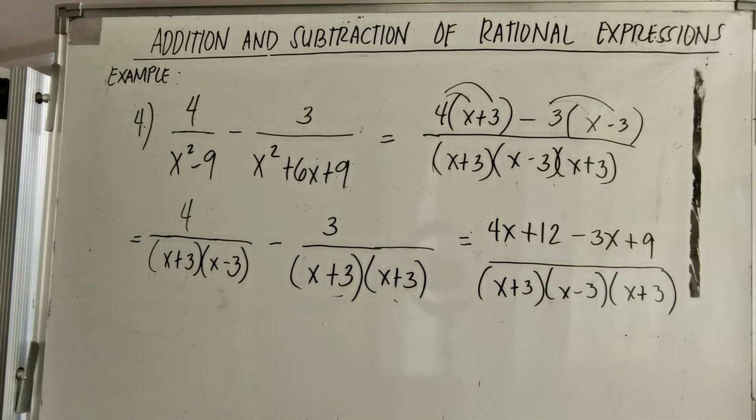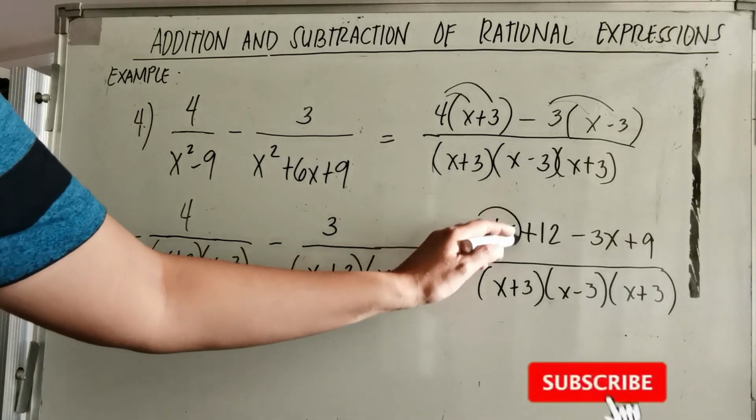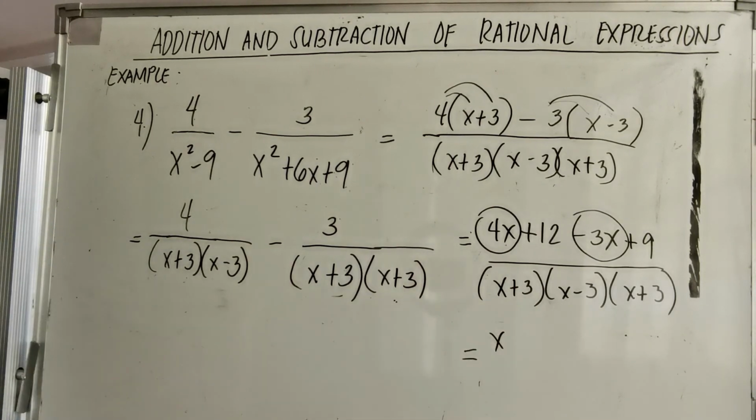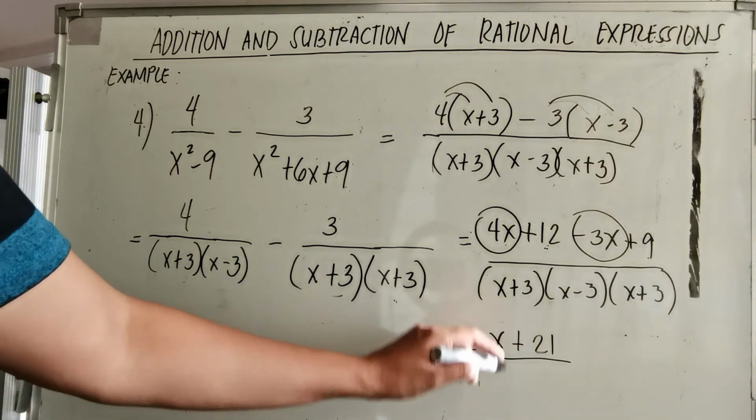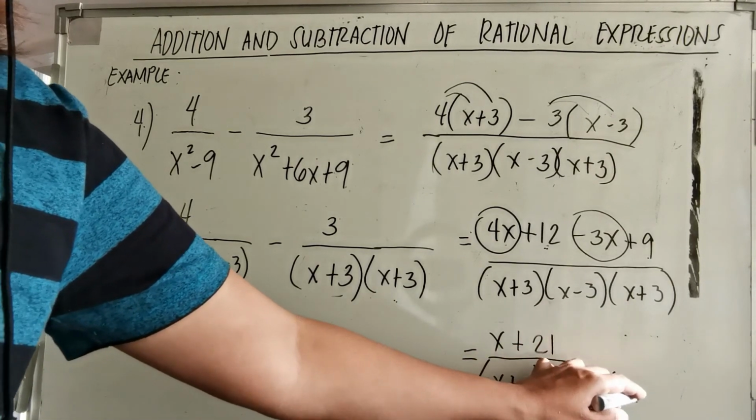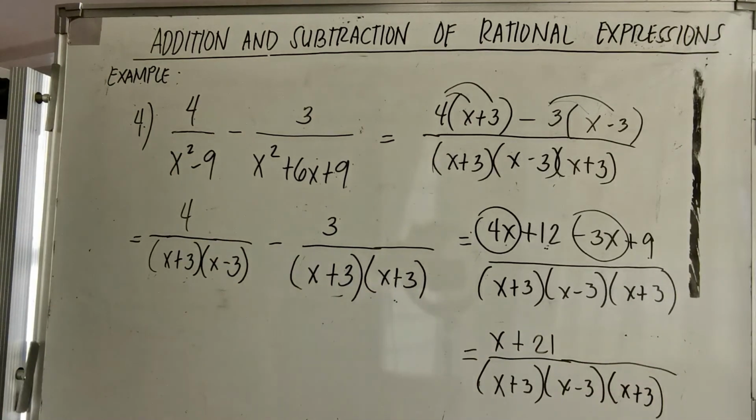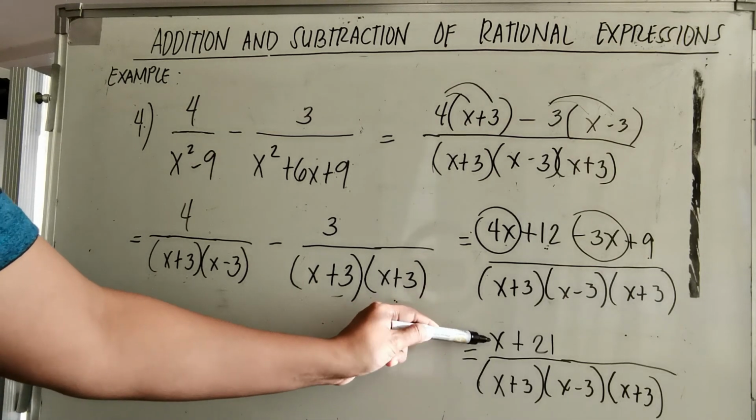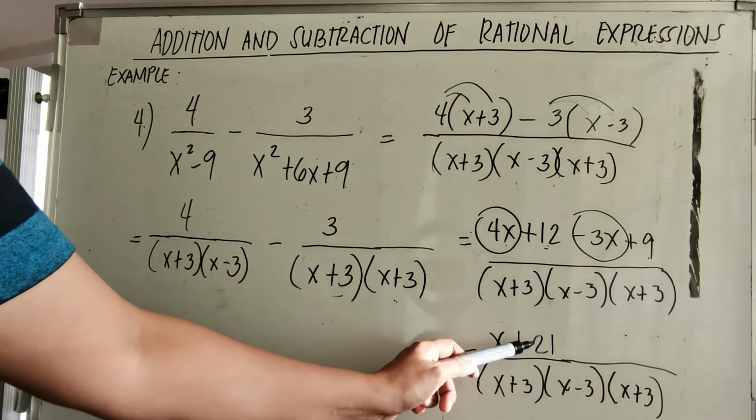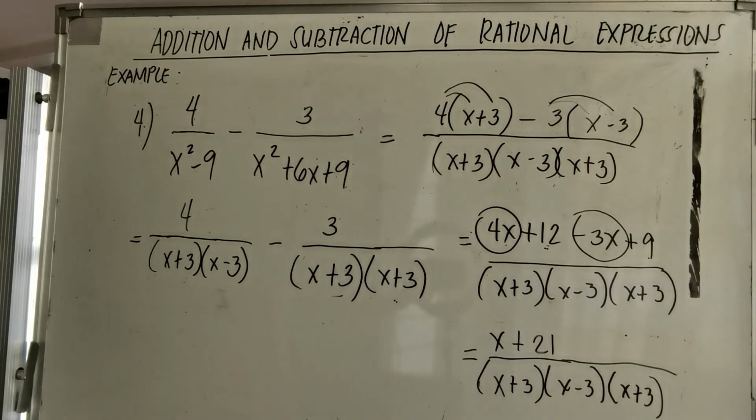Simplify natin yung ating numerator. So, meron tayong 4x minus 3x. Like term, so 4x minus 3x, we have x. And 12 plus 9 is positive 21. Over, ang ating denominator, x plus 3, x minus 3, and x plus 3. So, meron pa ba tayong factor sa x plus 21 na meron din dito? So, since ito ay x lang, at ito naman ay 21, hindi na natin siya pwedeng i-factor.